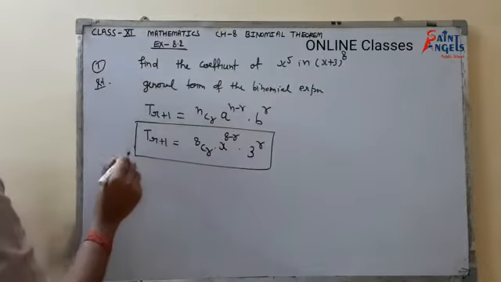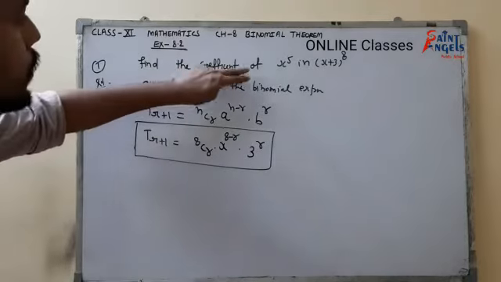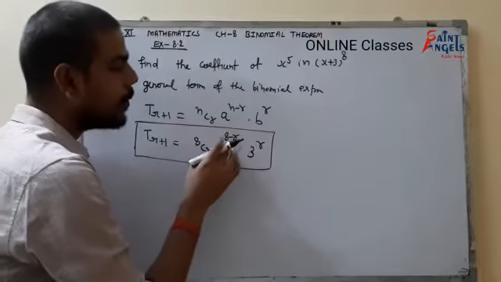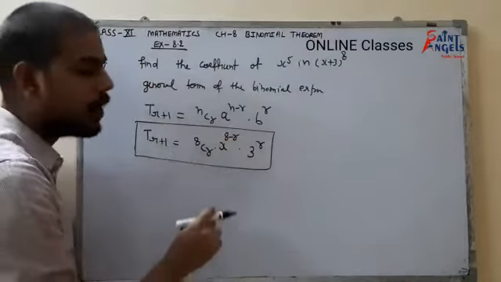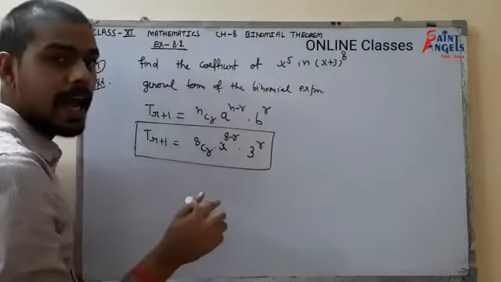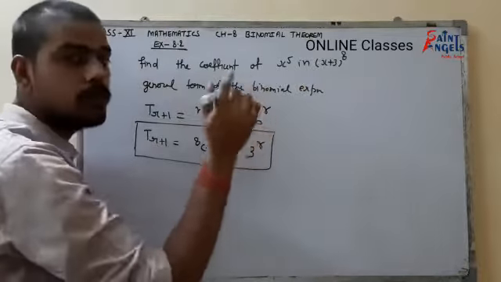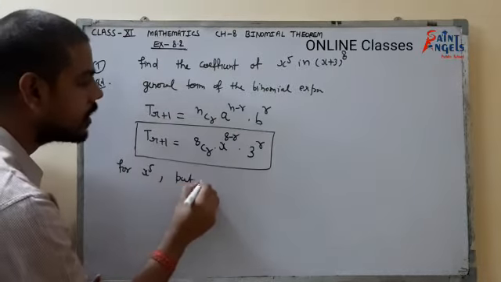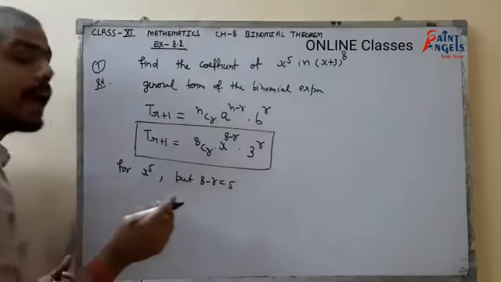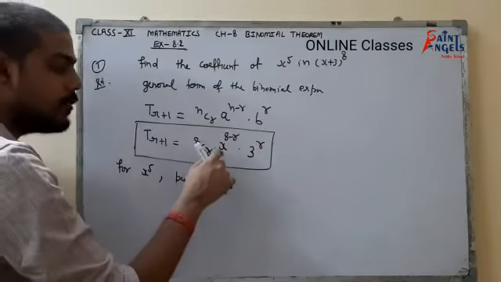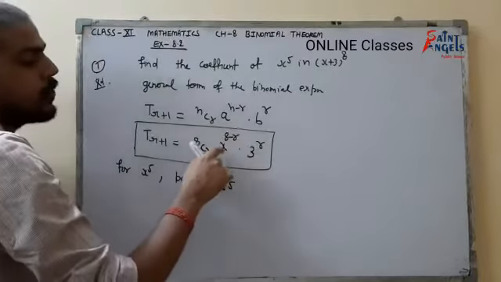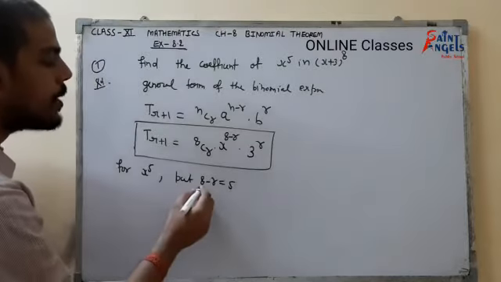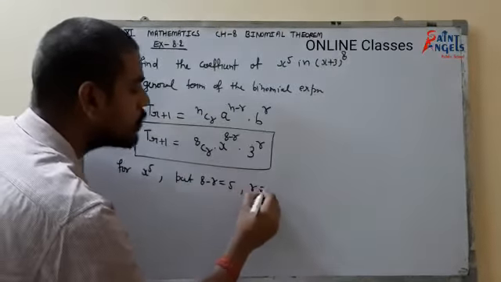Okay, now what we have to do is find the coefficient of x to the power 5. In the general term, I have x to the power 8 minus r. If I want x to the power 5, then I have to put 8 minus r equal to 5. So for x to the power 5, put 8 minus r equal to 5. Why am I putting 8 minus r equal to 5? Because then it will become x to the power 5 and the coefficient of x to the power 5 would be 8Cr 3 to the power r. Simple. I hope you got it. Now when I put 8 minus r equal to 5, then r would be equal to 3.